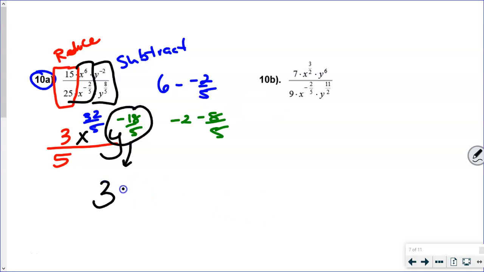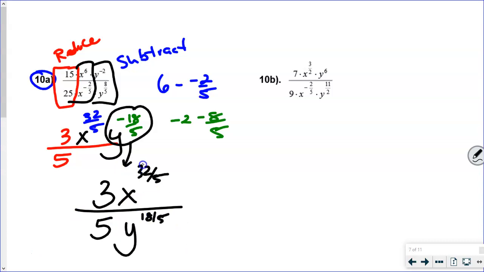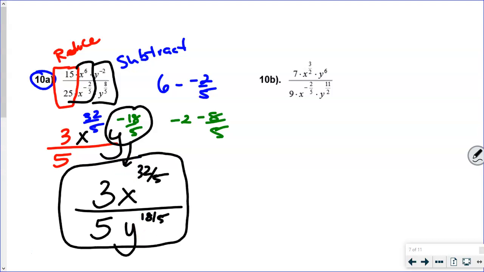So still up top is your 3x to the 32/5 power. But now in your denominator is your 5 joined up with the y to the 18/5 power. Very good. Love it. You don't get like a badge or anything. There's no badge of honor for doing this all in your head, guys. It's your test. You want a 5, so please check on the calculator.